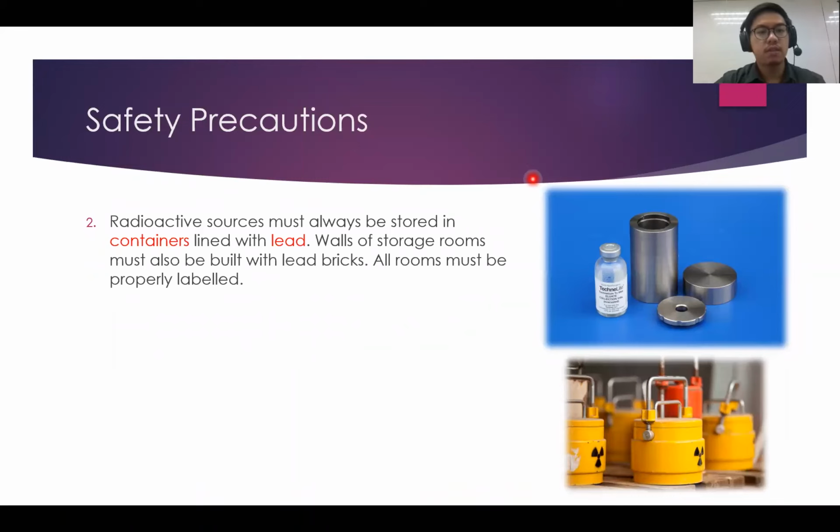Number two, radioactive sources must always be stored in containers lined with lead. Walls of storage rooms must also be built with lead bricks. All rooms must be properly labeled. So everything must be covered in lead. The walls of the room have to have a layer of lead, and also there has to be lead inside the container so that the radioactivity doesn't go out from the container and the room.